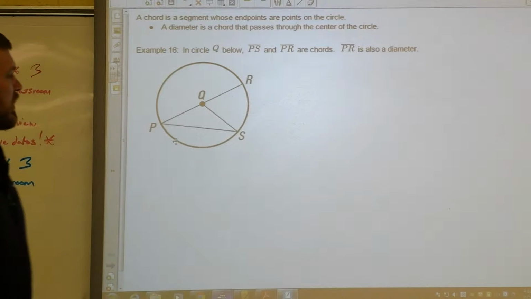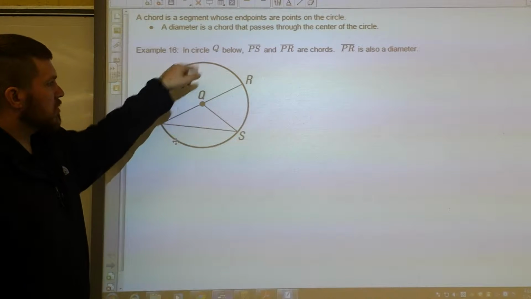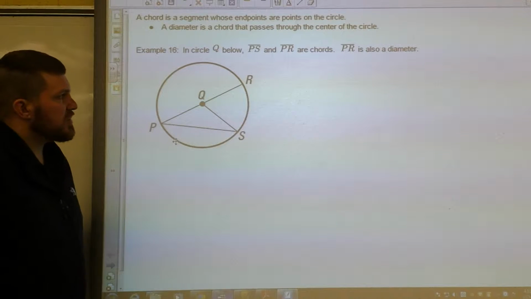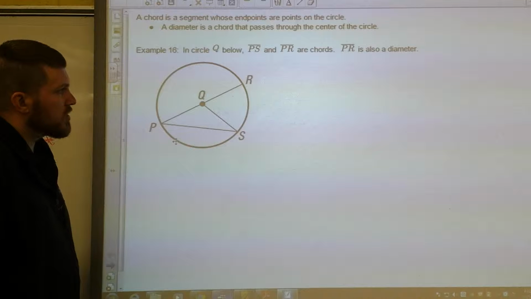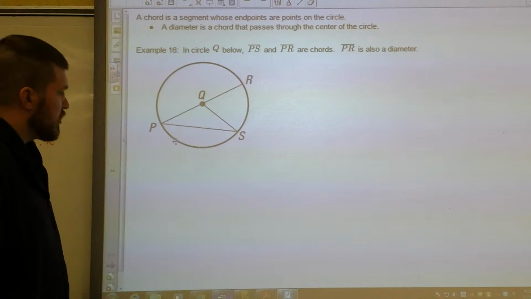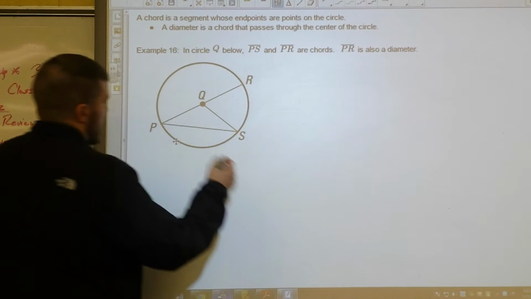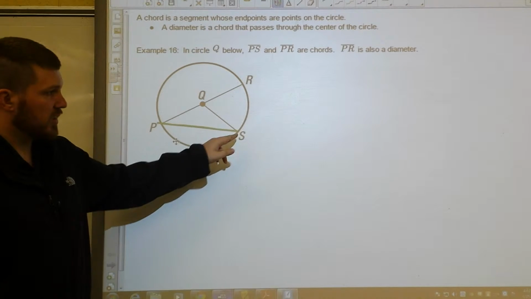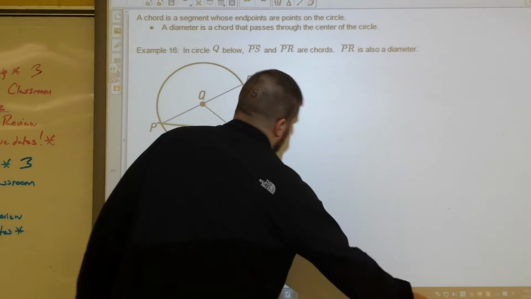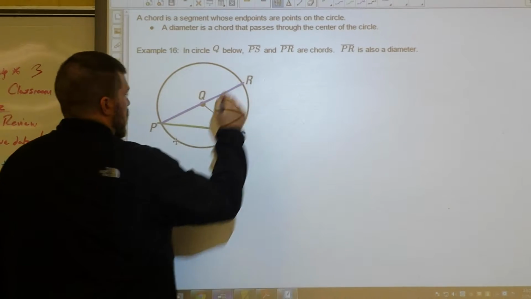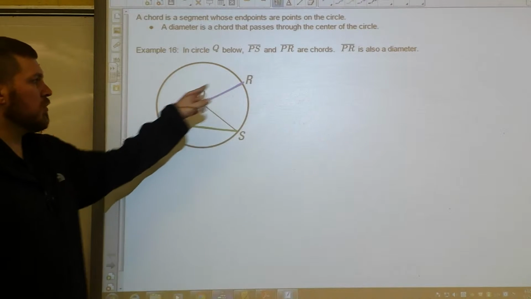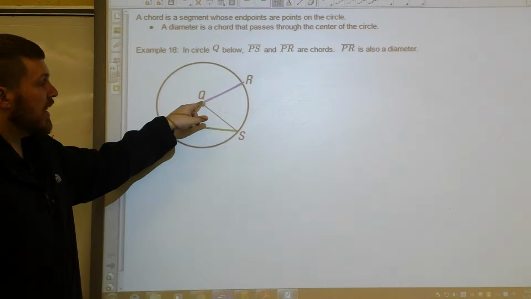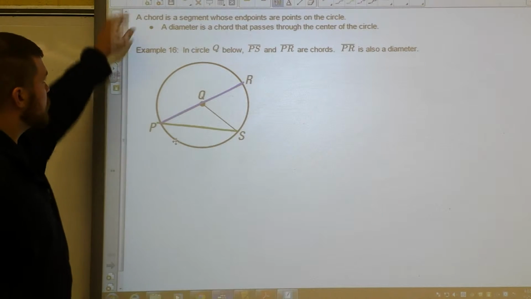So an example in the circle below, we call it circle Q, center Q. In this circle Q, line segment PS and line segment PR are chords, and PR is also a diameter. So again, PS is a chord. It has two endpoints that live on the circle. PR is a chord. It has 2 points that are on the circle, but it's a special type of chord. It's called a diameter because it's a chord that goes through the center.